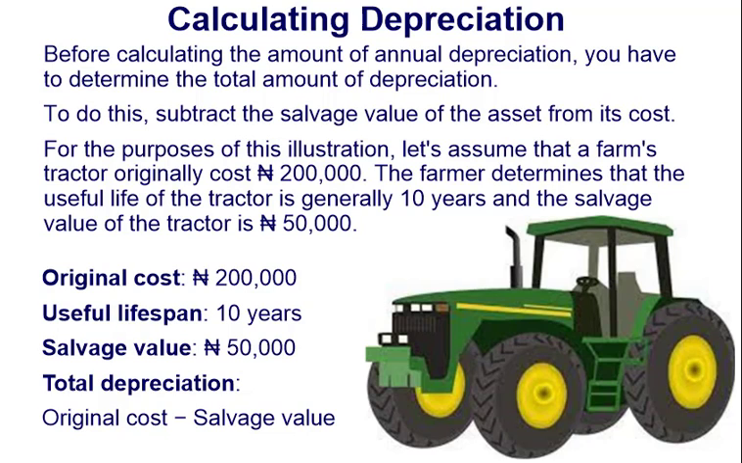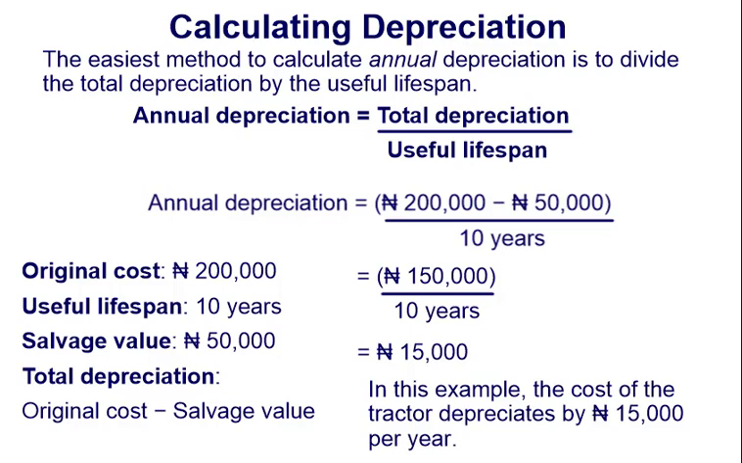Total depreciation is the original cost minus the salvage value. The easiest method to calculate annual depreciation is to divide the total depreciation by the useful lifespan. Annual depreciation equals total depreciation divided by the useful lifespan. In this example, the cost of the tractor depreciates by 15,000 naira per year.